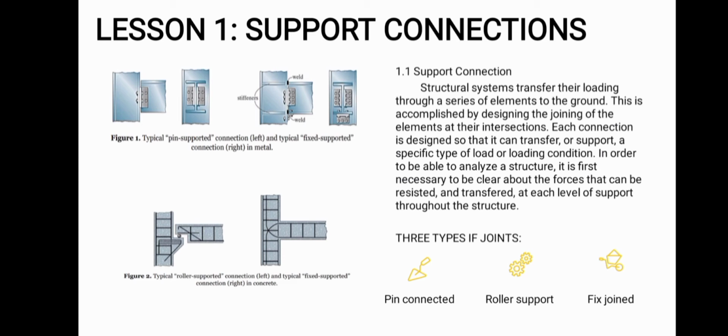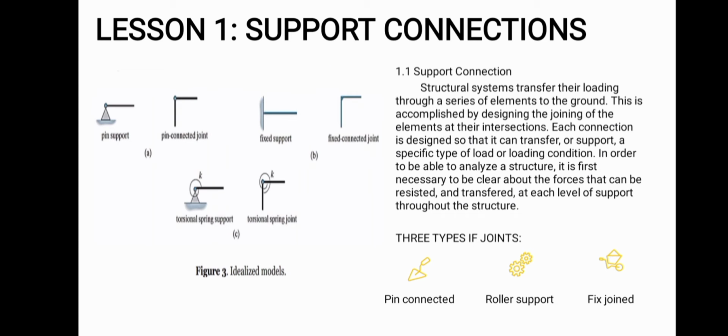So here, structural members are joined together in various ways depending on the intent of the designer. The three types of joints most often specified are the pin connection, the roller support, and the fixed joint. Examples of these joints, fashioned in metal and concrete, are shown in figures 1 and 2.